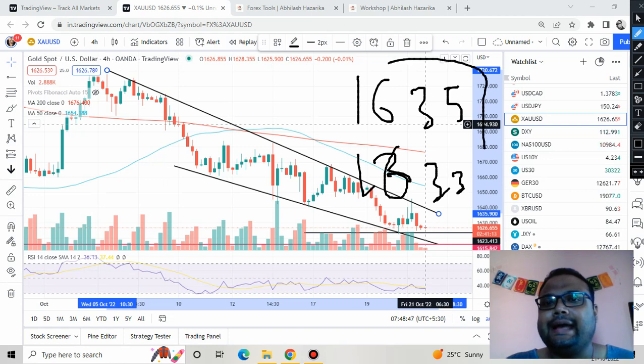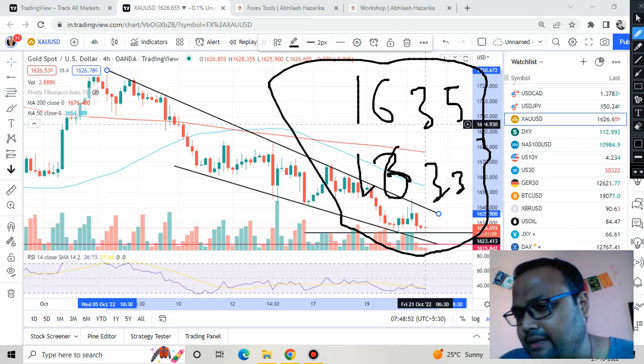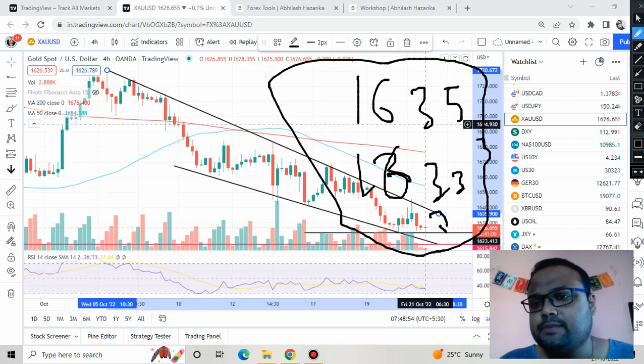Anyways, in case the market goes up, we can expect 1635 to 1633 to act as a minor resistance for the market. If the market goes on, and if you see the market reversing from these particular levels here, then you can consider taking a sell position.